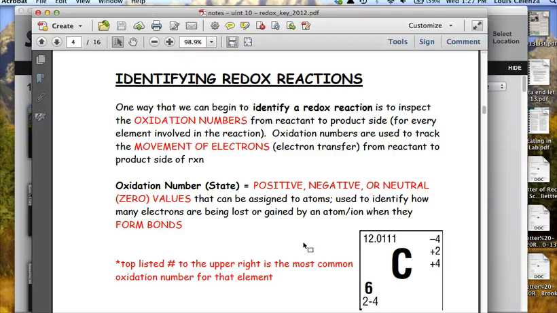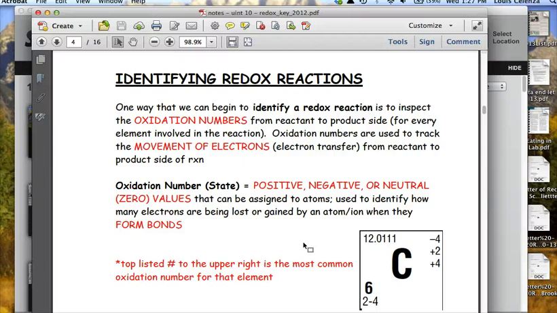There's synthesis, decomposition, single replacement, double replacement, and combustion reactions. And out of those five, four of them generally are redox reactions. For the most part, double replacement reactions are generally not redox reactions, and we'll go through and explain what that means. The only way to identify a reaction as being redox, if you don't know that, is you have to do what we just did at the end of lesson number 1.